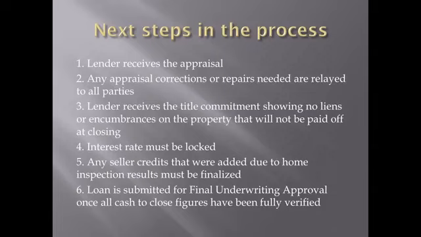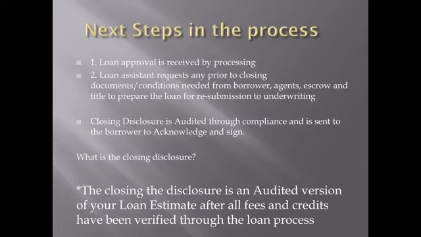So we get all this information, and then the loan is submitted for final underwriting approval once all cash to close figures have been fully verified. Loan approval takes about 24 hours, comes out of underwriting. We then receive it. My loan processor is going to break down the different conditions that are needed between borrower conditions, like updated pay stubs, or anything that was found by my underwriter that was not originally found at the pre-approval stage. Any conditions needed from the agents, maybe an addendum, anything that's needed from escrow and title, so that we can prepare the loan for resubmission for final underwriting.